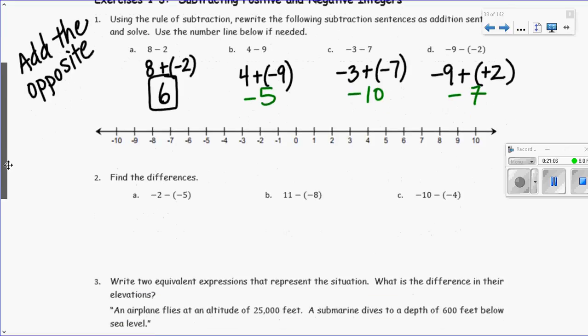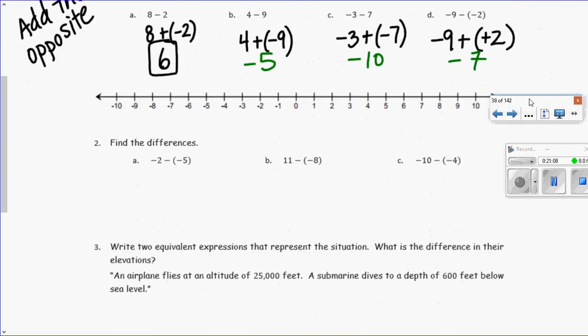Okay, for number 2, let's do the same thing. Let's rewrite the problems, then solve them. Why don't you pause it, rewrite them first. Rewrite all 3 problems, then unpause it and see how you did.